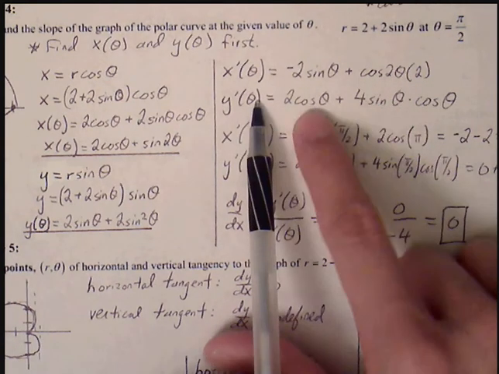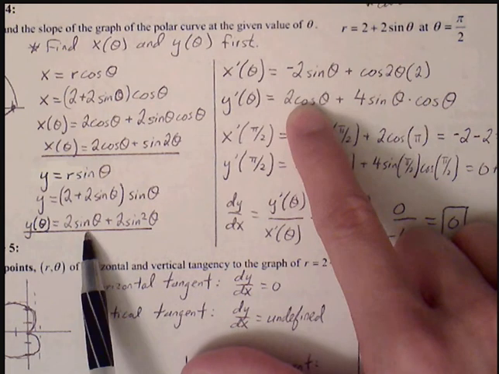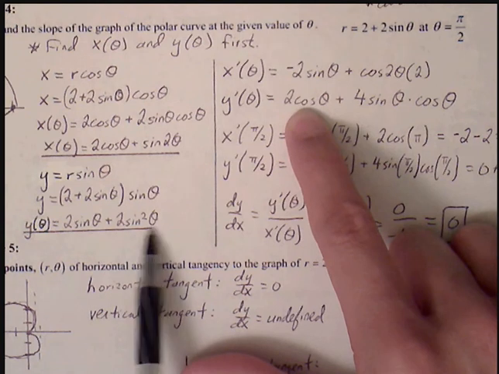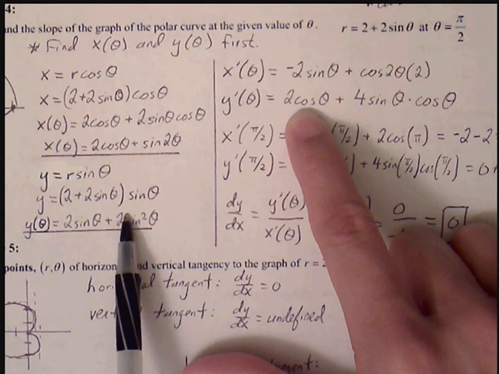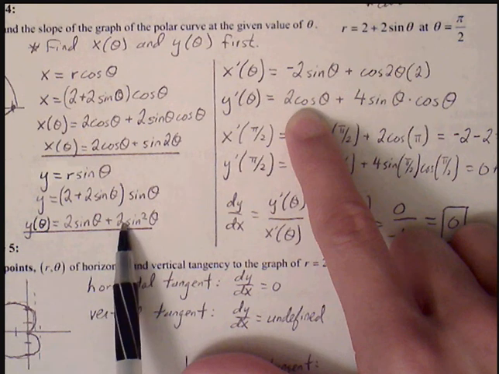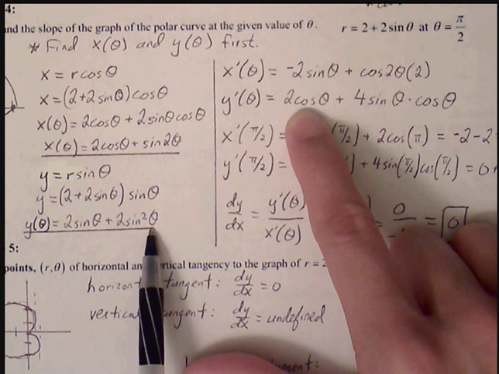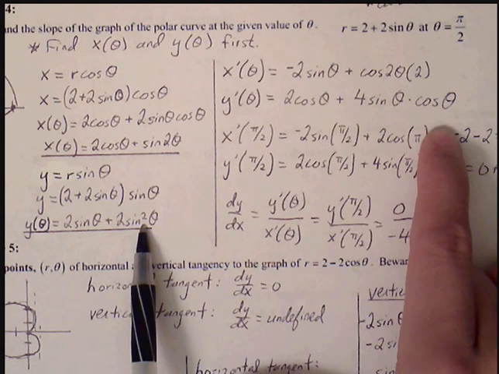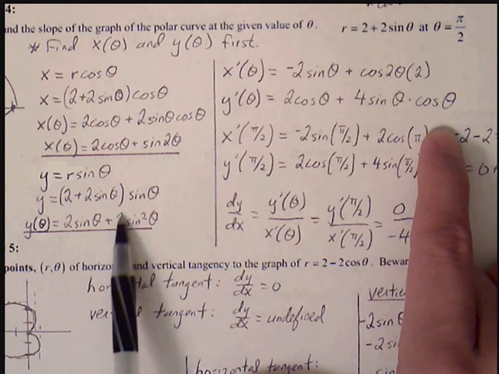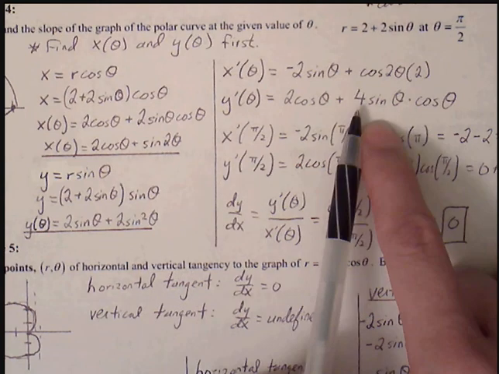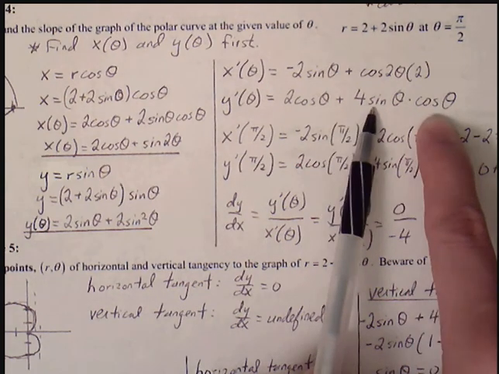Okay. Now moving on to y prime of theta. So let's start with y of theta. 2 sine of theta becomes 2 cosine of theta. 2 sine squared of theta. Okay, so we have to go through chain rule here. So this is the same thing as 2 times sine of theta squared. So we bring down the 2. 2 times 2 is 4. 4 sine of theta times the derivative of sine of theta, which is cosine of theta. So it's basically 2u times u prime. So the 2 times 2 gives us 4. So 4 sine of theta cosine of theta.